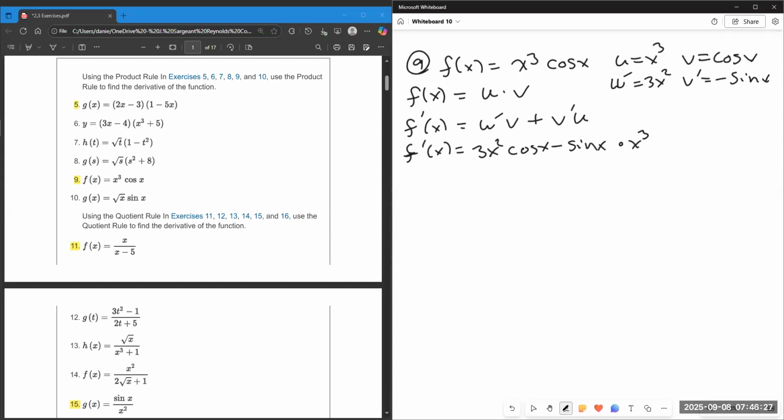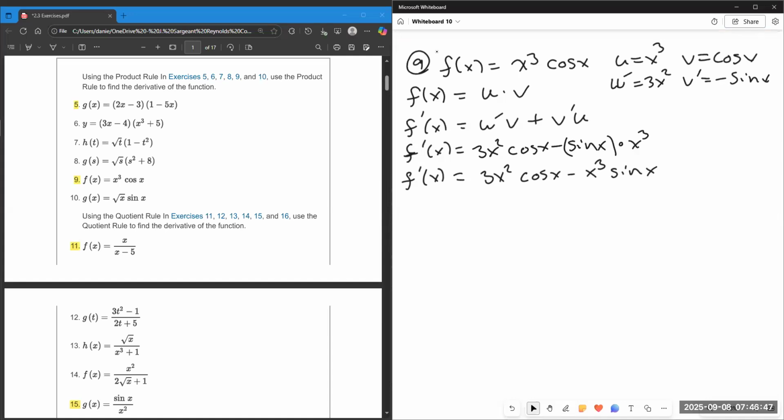And I just don't like that order for that second one. So I want my x's to go before my trig functions so that it's clear what's inside of my trig function.